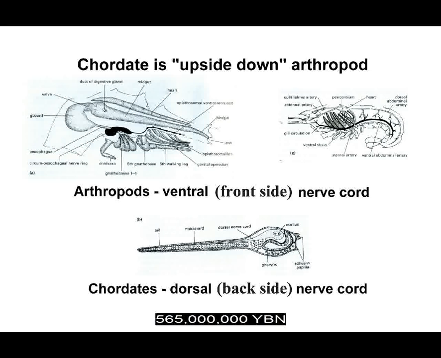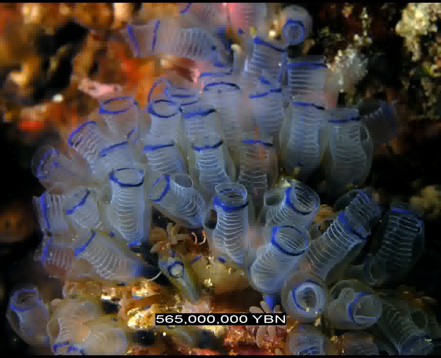The ancestor of all chordates evolves upside down. Unlike earlier invertebrates who have a ventral nerve cord near the belly and a dorsal heart near the back, this ancestor and all later vertebrates have a dorsal nerve cord and a ventral heart. The earliest extant chordate tunicates evolve, also called sea squirts.